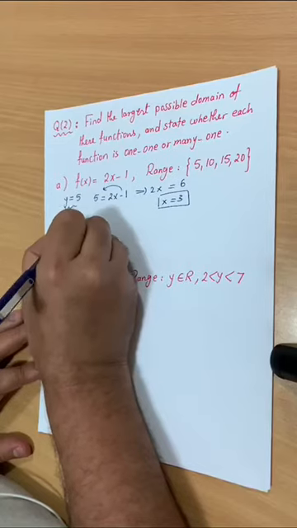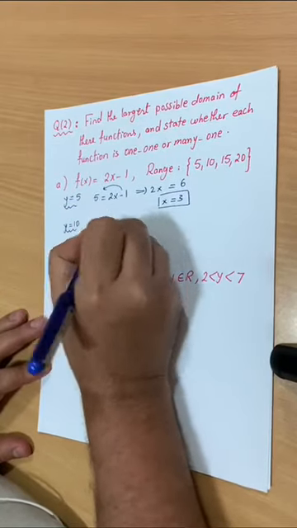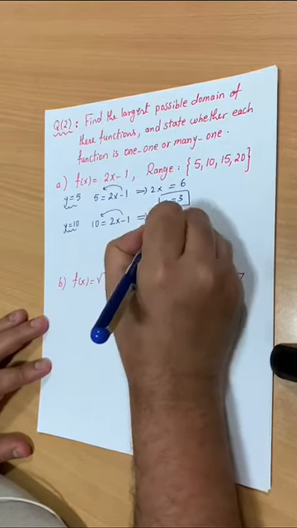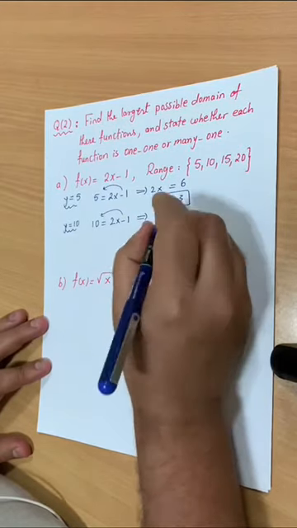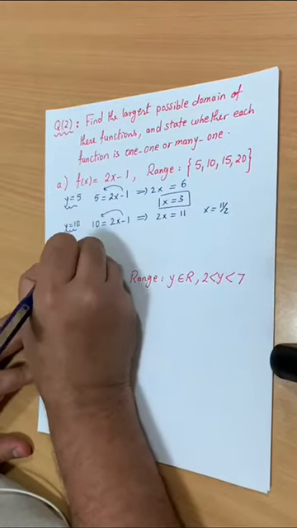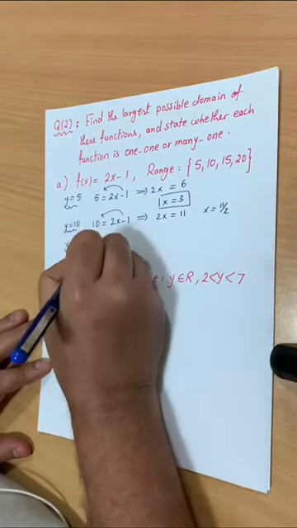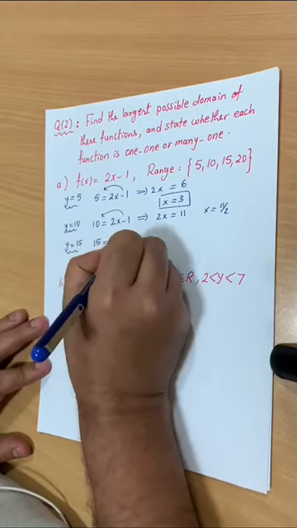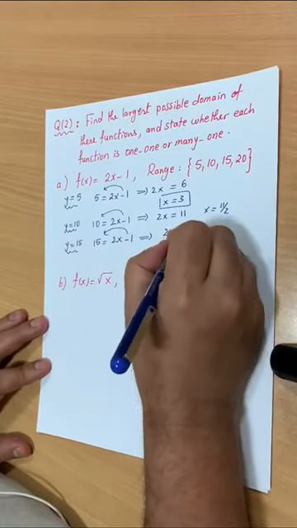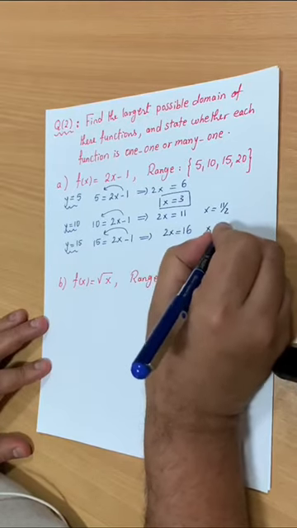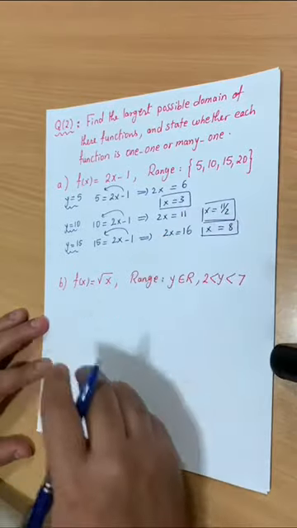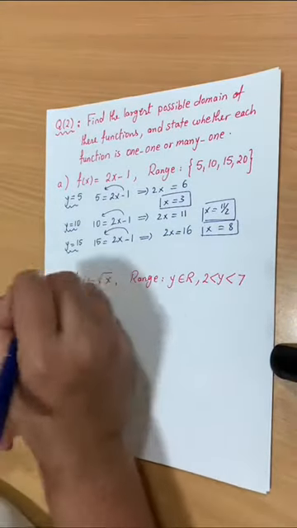y equals 10. So 10 equals 2x minus 1. Move -1 to the other side. Then 2x is equal to 11. So x is equal to 11 over 2. Using y equals 15, so 15 equals 2x minus 1. Move -1 to the other side. So 2x is equal to 16, which means x is equal to 8, just by dividing both sides by the coefficient of x.